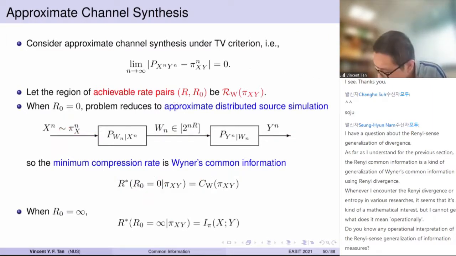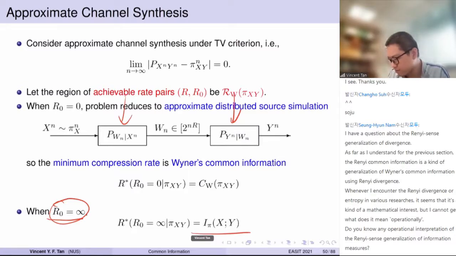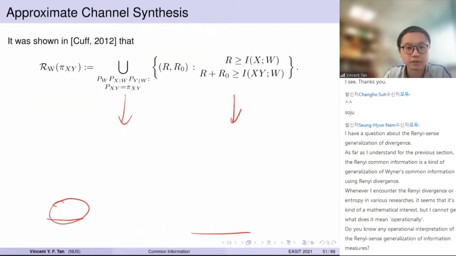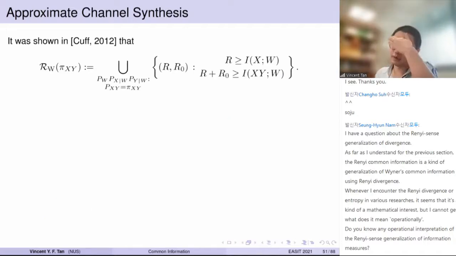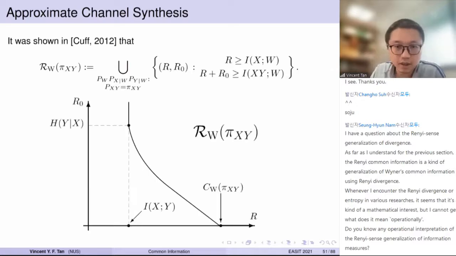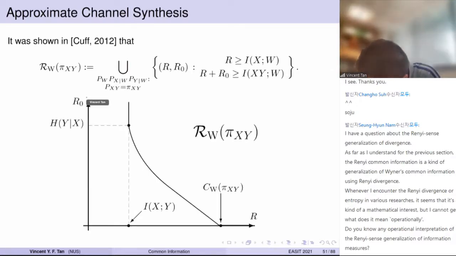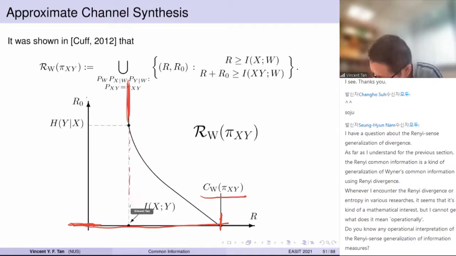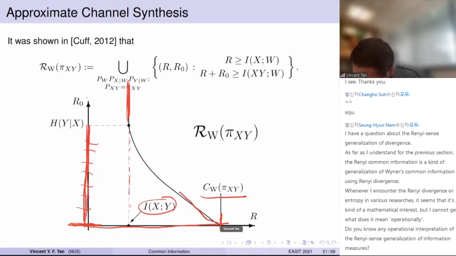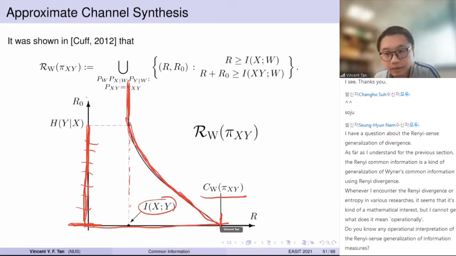Now, however, when R0 is equal to infinity, you have an infinite amount of common randomness here. Then it's easy to show that the minimum communication rate is the mutual information. It was shown by Cuff that this trade-off is completely characterized by this region here, which is sketched here. If R0 is equal to 0, then this rate is Wyner's common information. If R0 is very large, then this turns out to be the mutual information. So by varying R0 in this range, we actually get a continuum of common information measures. And this is the entire rate region.